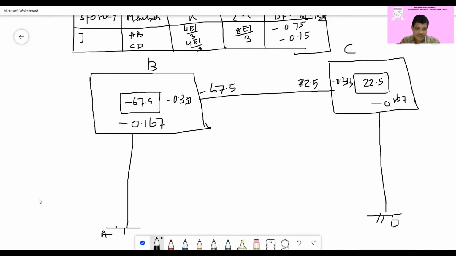Now we have the displacement factor that we have to write here. The displacement factor minus 0.75. Okay, so this is the displacement factor here, and here also the displacement factor is minus 0.75. Okay. So these are the values for the displacement factor. So once you write all the things, you will start the cycle.